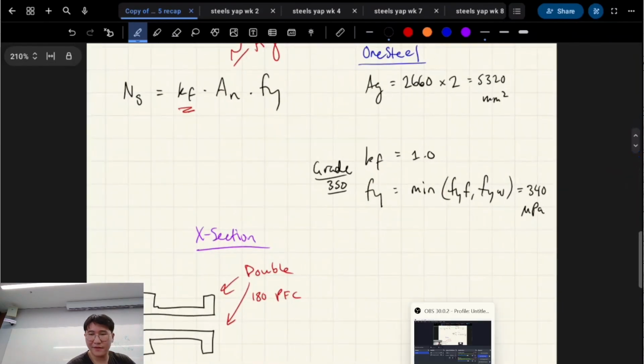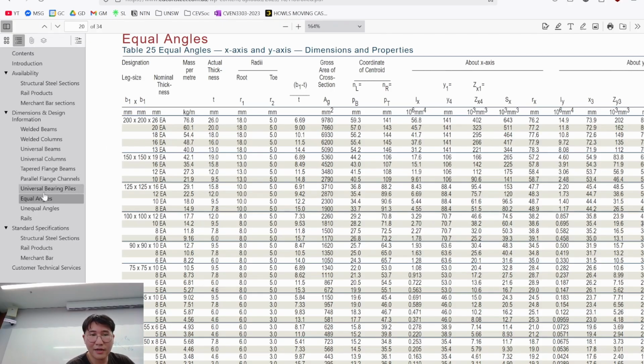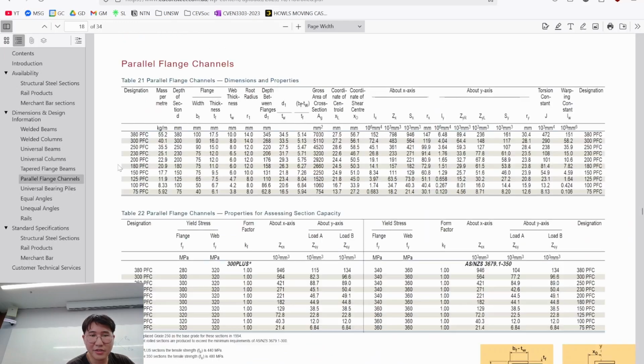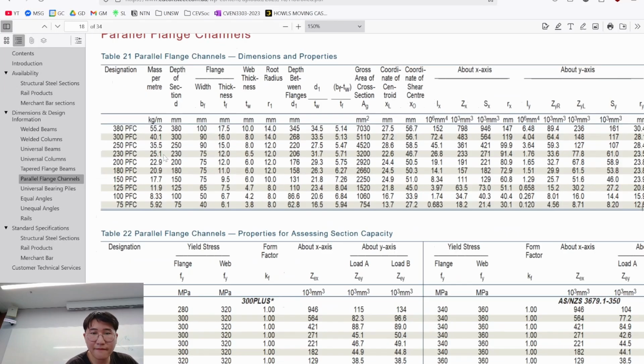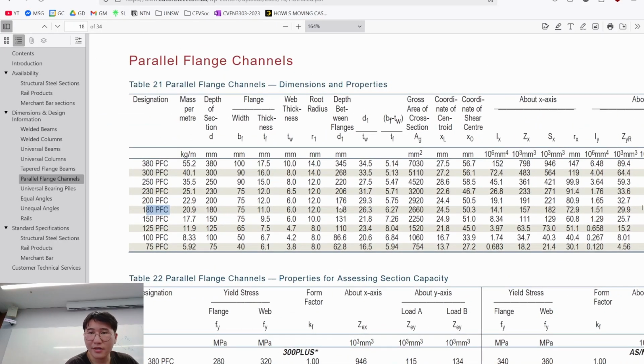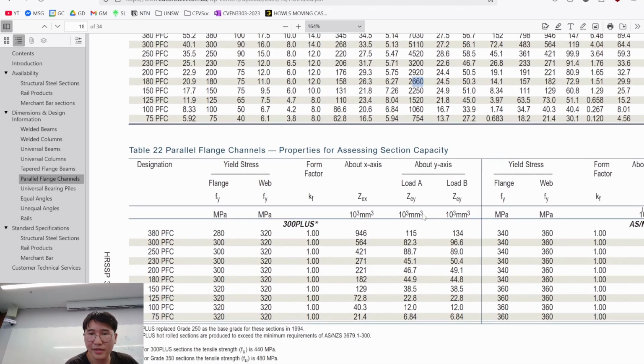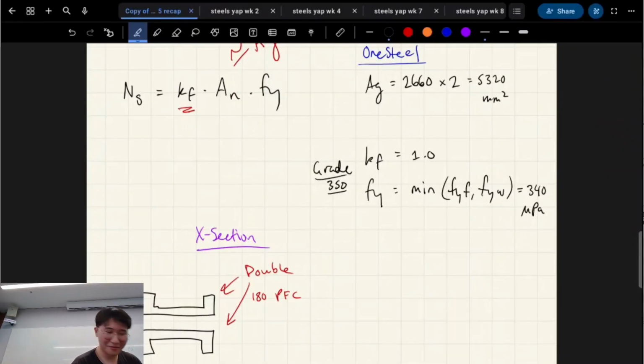So when you're dealing with, I'm gonna pull up One Steel again. We're doing parallel flange channels, and it was a 180. So yeah, we can find the gross area there and all that. The thing is, before we were dealing with equal angles, right? So you didn't have to differentiate equal angles by flange and web. Now we have a flange and we have a web, right? So if you guys have no clue what I'm talking about, let me pull it up.